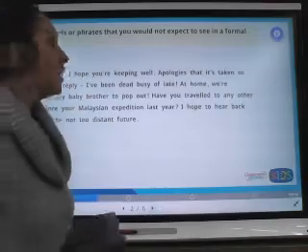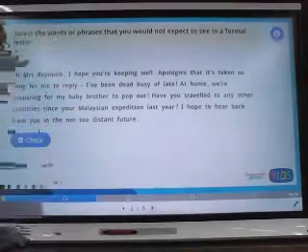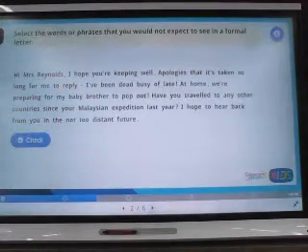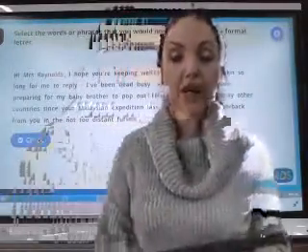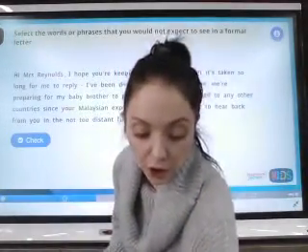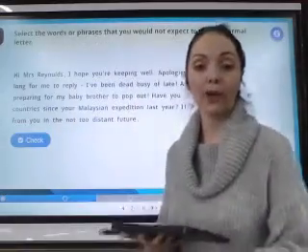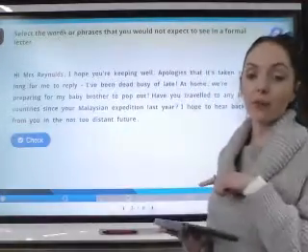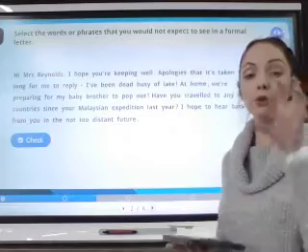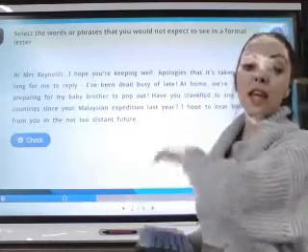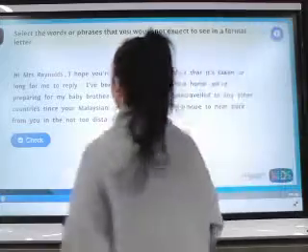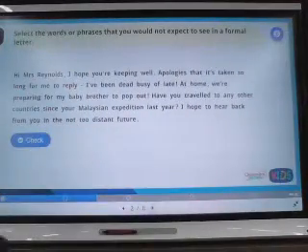So this says, select the words or phrases that you would not expect to see in a formal letter. So this is very similar to what you've got to do on page 10 in question 3, but you've got to do it the other way round. So you've got to underline all the formal language, whereas we're going to underline the informal. Okay, so we've got to have a look and see what's informal in this formal letter.